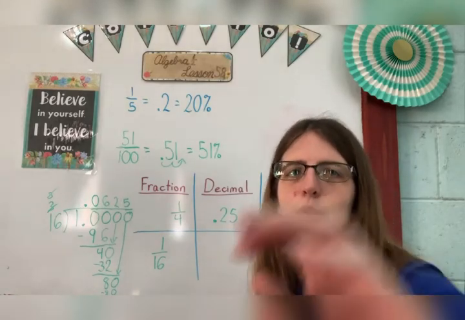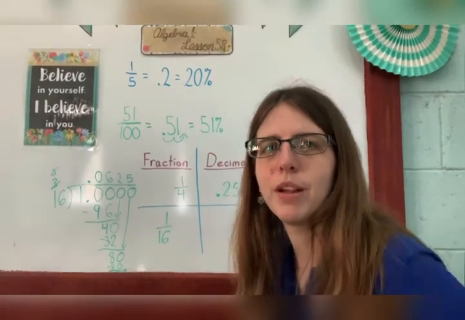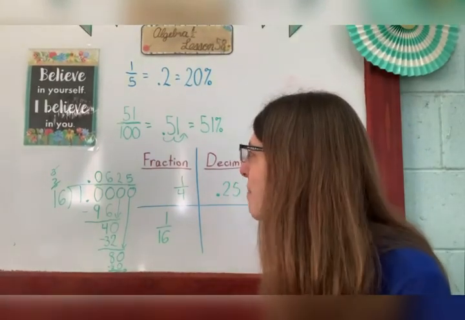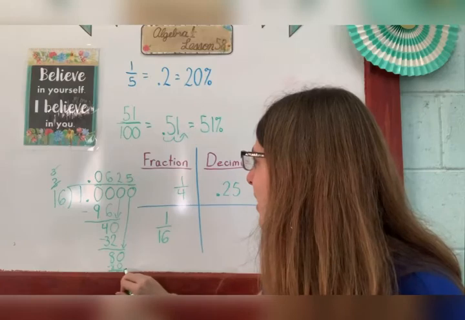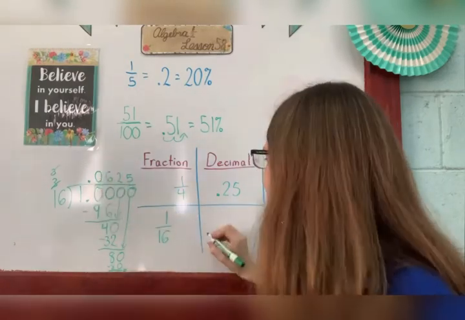I kind of ran out of room there down at the bottom, sorry. But you'll have more room on your paper. There we go. Adjusting my camera so you can see. All right, but I got to 0, so my division is done. So that's my decimal.